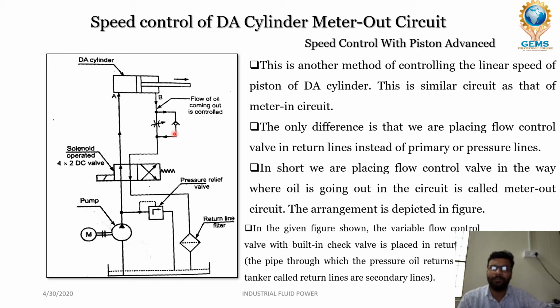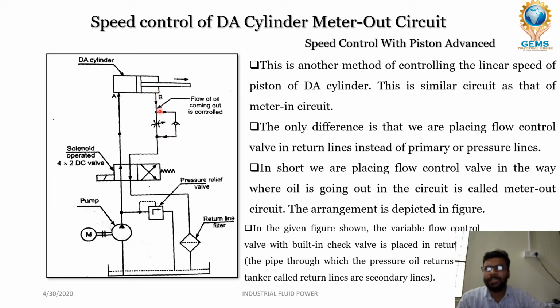But what is the difference? The only difference is that we are placing the flow control valve in the return line instead of the primary or pressure line. In the meter in circuit, we keep the flow control valve in the primary line, but in the meter out circuit, we keep it in the return line. In short, placing the flow control valve where the oil is going out of the circuit is called the meter out circuit. This arrangement is depicted in the figure.